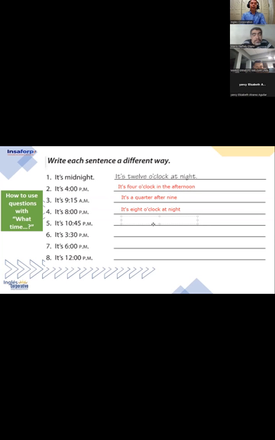Okay, good. And it's 10:45 p.m. Another way to say this? It's 15 to 11. It's correct. But another way to say it's a quarter. It's a quarter to 11. Okay. It's 3:30 p.m., right? Another way to say it's 3:30 p.m.?